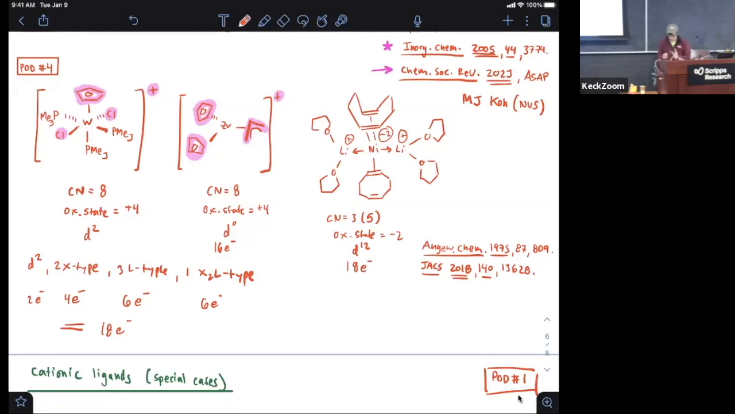So these Z-type interactions, the Lewis acid does not bring any electrons to the party, so we don't count those in terms of the overall electron count. Very good. Any questions on that?